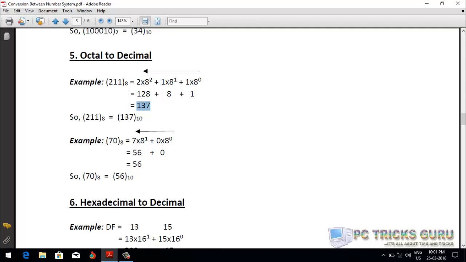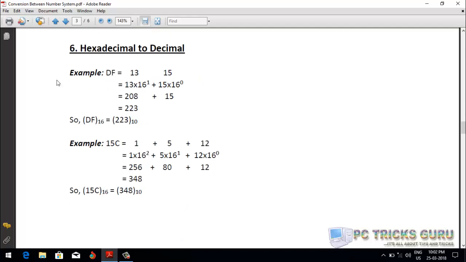One more example is here. You may have a look at this. And the result of 70 base 8 gets 56 base 10. Okay, so the next conversion is hexadecimal to decimal. So I've taken an example, DF.